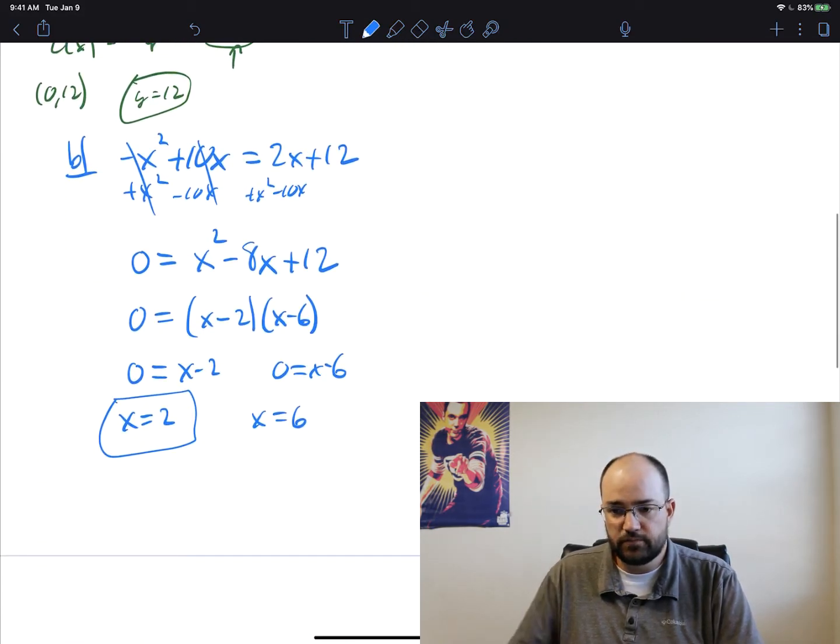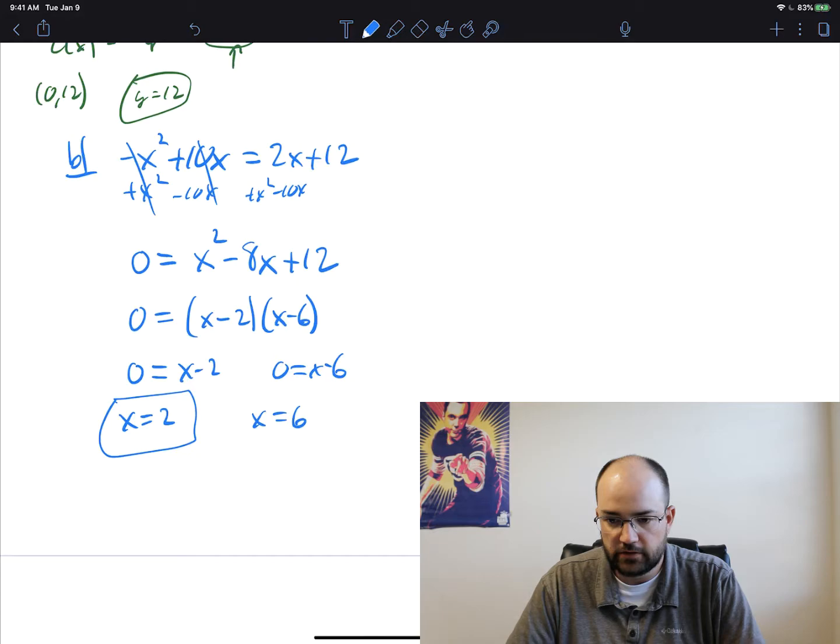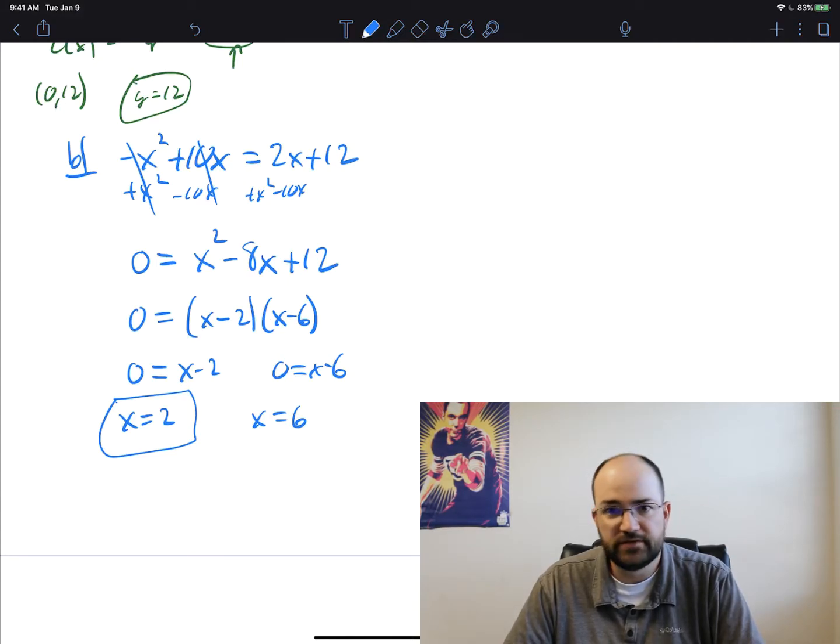You could have also used the program quad on the calculator. So if I type in program quad and then 1, -8, and 12, it gives me 2 and 6.